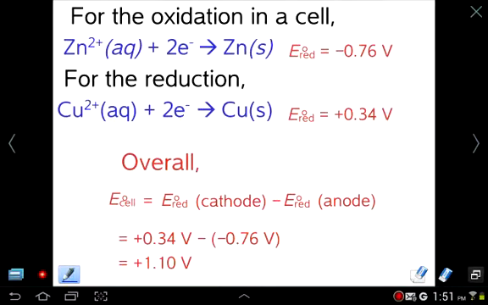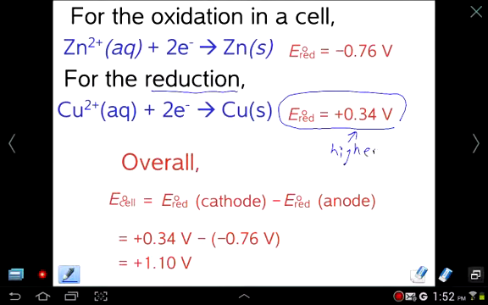So for the battery that we've been discussing and looking at, the zinc and copper battery, zinc's reduction potential is negative 0.76. Copper's reduction potential is positive 0.34. Now, first, by looking at these two, we can figure out which reaction will end up being reduced. It's the one with the highest reduction potential. So this is reduction because it has a higher reduction potential.